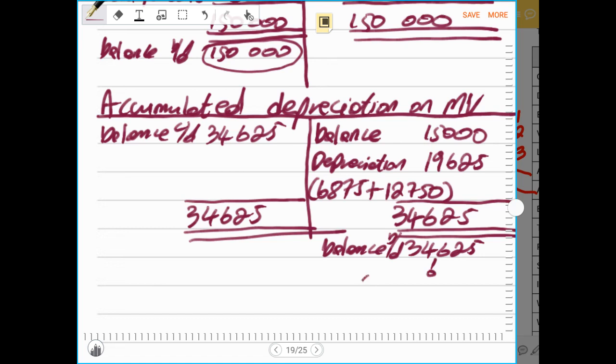We need not to forget that this 15,000 was an opening balance. So if this is an opening balance, when we do the property, plant and equipment note, opening balance must be 15,000 and the closing balance must be 34,625 of the accumulated depreciation for vehicles in the PPE note. So that must still remain the same.